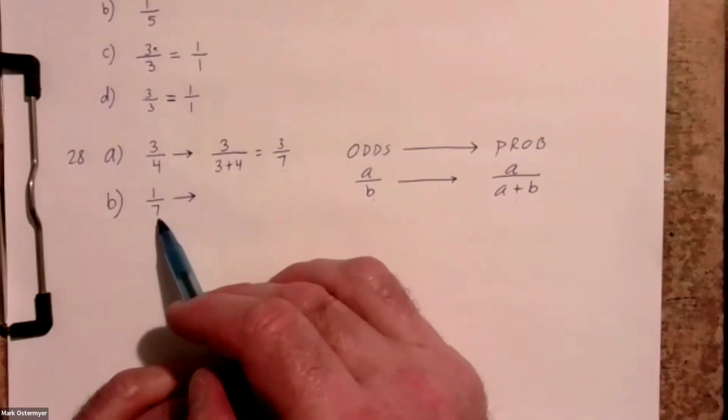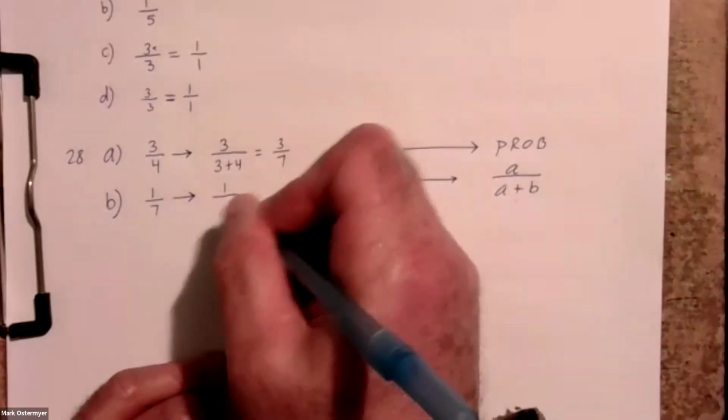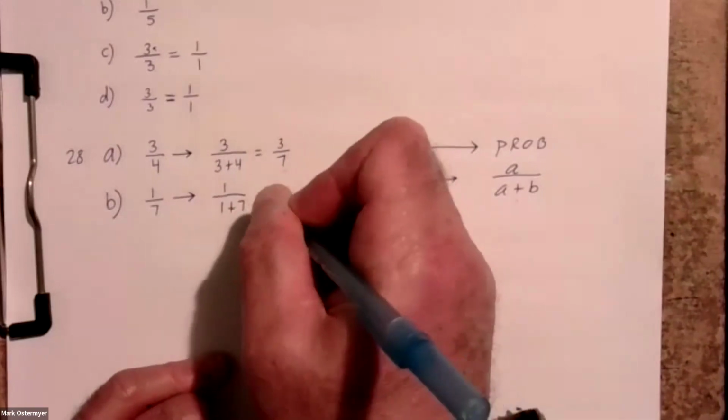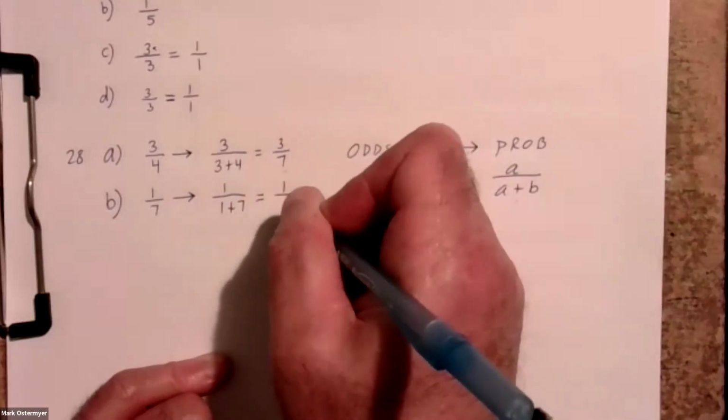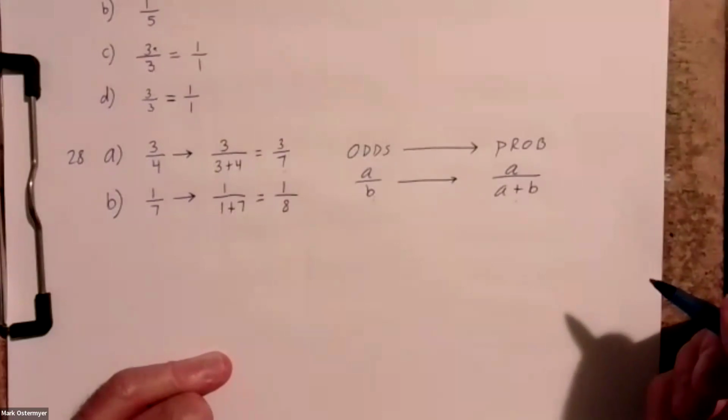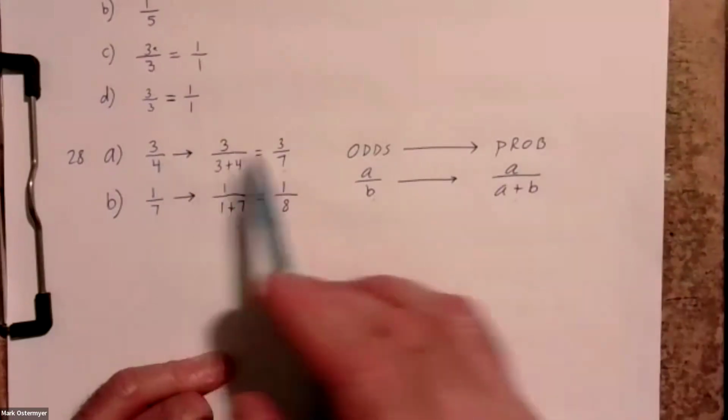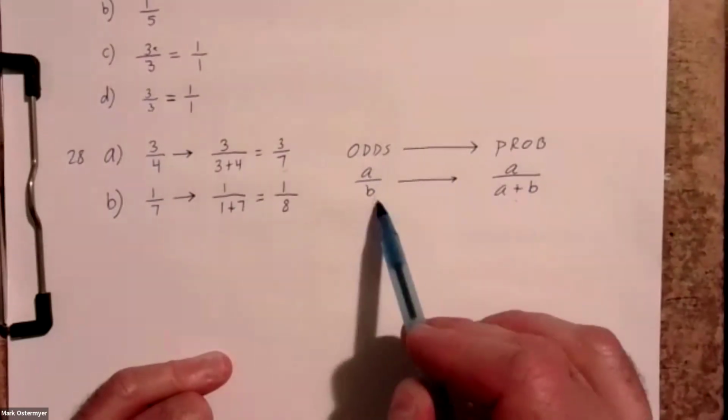If the odds of winning a Wii competition is 1 to 7 odds, then the probability of winning that Wii competition would be 1 over 1 plus 7. So the probability of winning would be 1 over 8. That's how you go from odds to probabilities. Odds to probabilities.